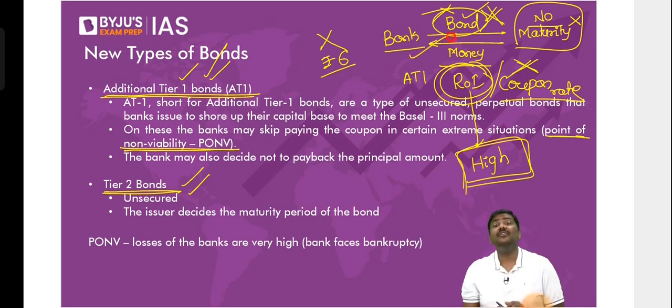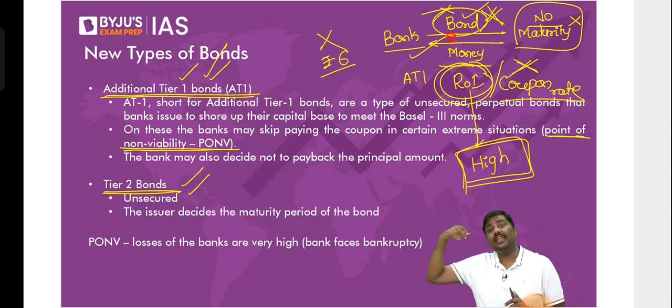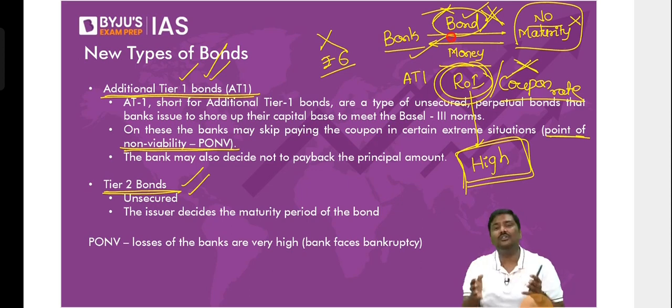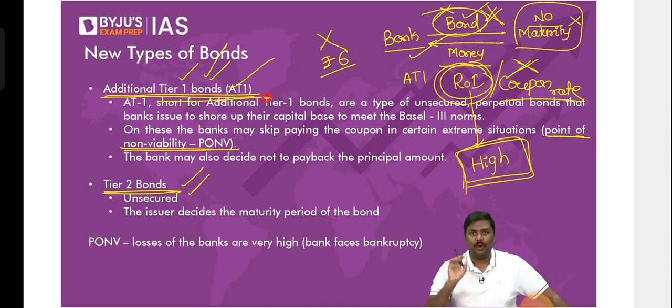That is the precise reason we, individual investors, are not allowed to invest. Institutional investors such as, let's say, mutual funds, pension funds, or insurance companies are allowed to invest. Individuals are not allowed to invest. Why? These bonds are very, very risky. That's the reason we are not allowed to invest here. And this is the feature of additional tier 1 bond, AT1 bond.